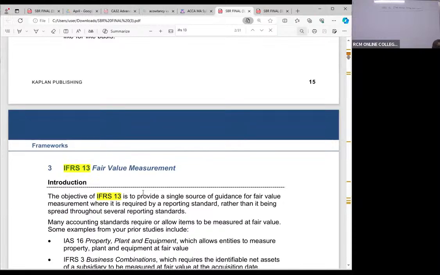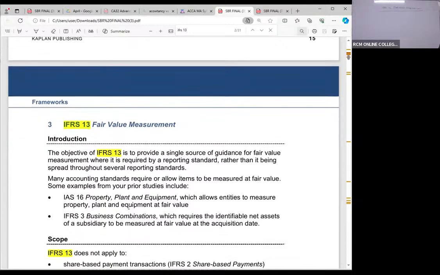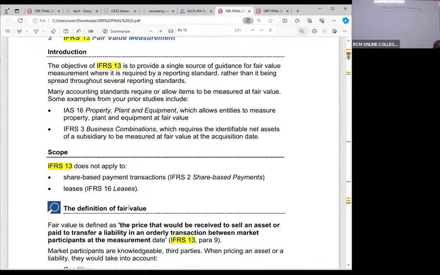So the objective of IFRS 13 is to provide a single source of guidance for fair value measurement where it is required by a reporting standard, rather than it being spread throughout several reporting standards. Many accounting standards require or allow items to be measured at fair value. Some examples from your prior studies include IAS 16, where we have property, plant, and equipment. It allows entities to measure property, plant, and equipment at market value, at fair value.